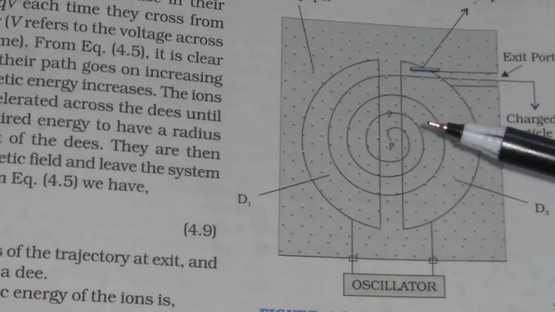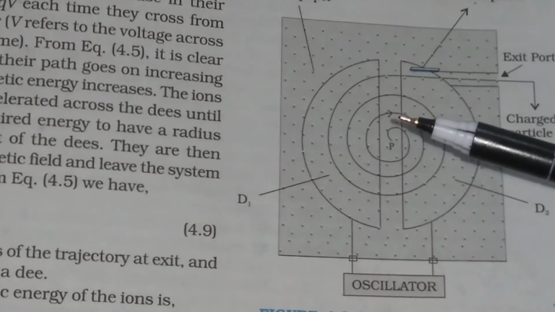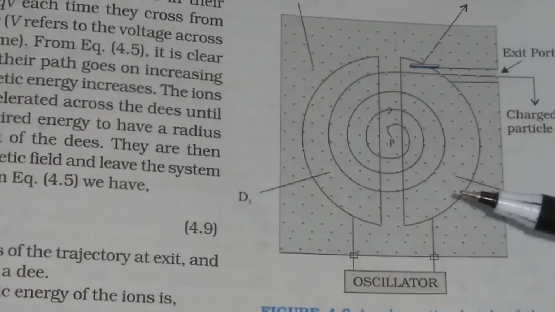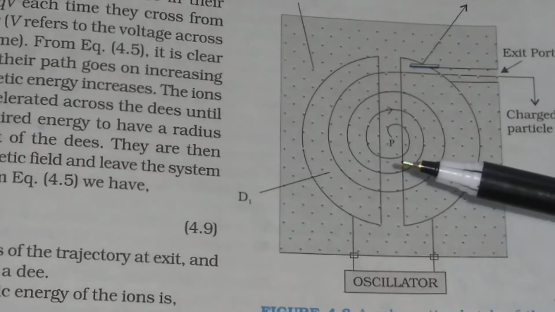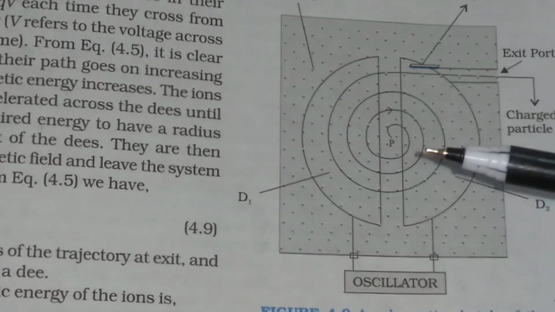The whole assembly is evacuated to minimize collisions between the ions and air molecules. Inside the apparatus there is a vacuum, so that there will be no collision between the charged particles and the air present inside the chamber.